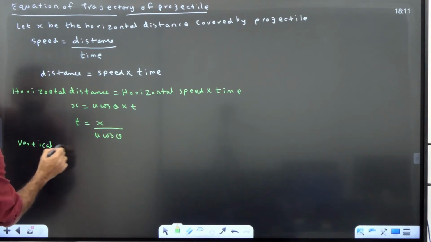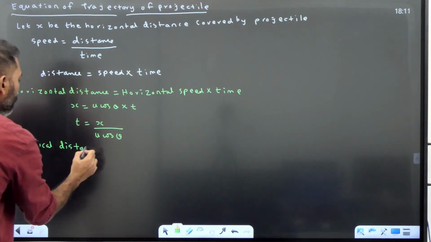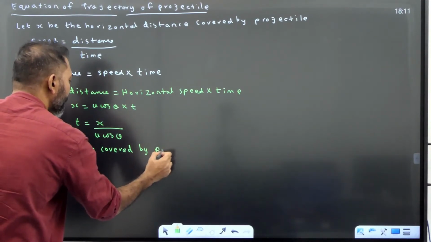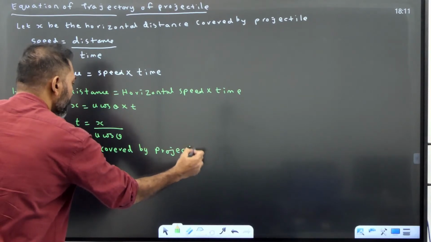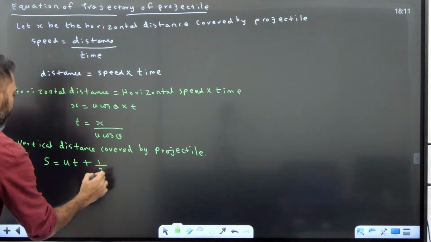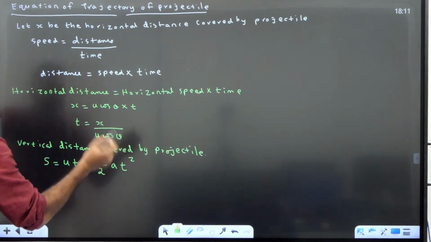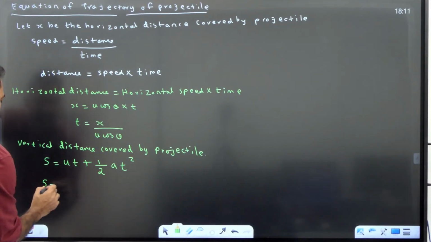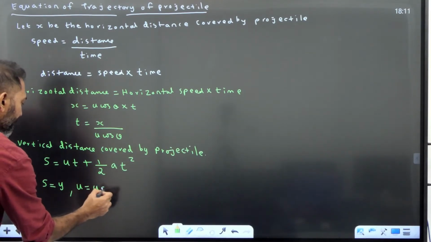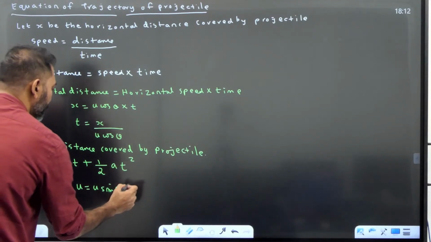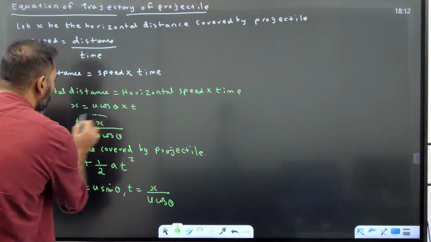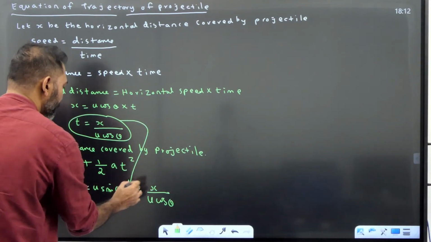Now, vertical distance covered by projectile. S is equal to ut plus half at square. Since it is vertical, instead of s, I am writing y. What is the vertical component? U sin theta. What is time t equal to what? X by U cos theta. That I got from this equation.